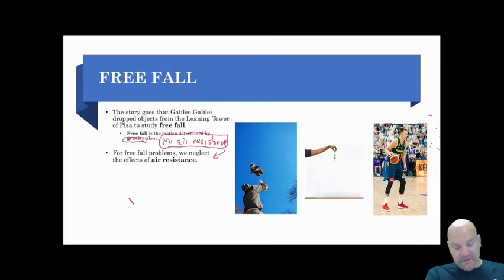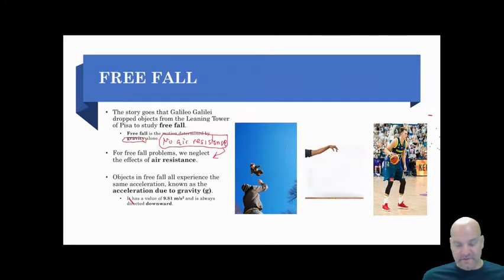Okay, and I just mentioned that, right? So for free fall problems, we're going to neglect the effects of air resistance. Now, objects in free fall will experience the same acceleration. So they don't fall with the same speed. They fall with the same change in speed, and that's known as the acceleration due to gravity. It has a value of 9.81 meters per second squared, and is always directed downward towards the center of the Earth.